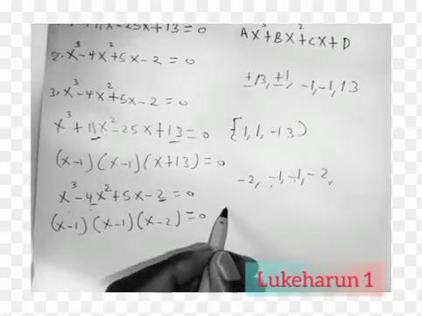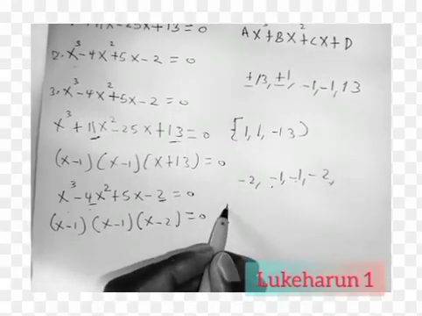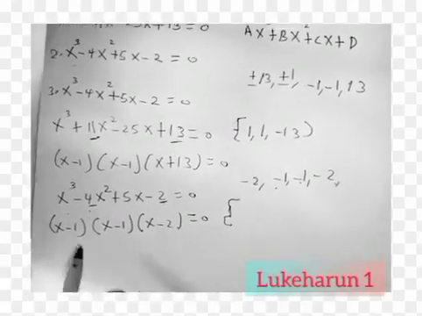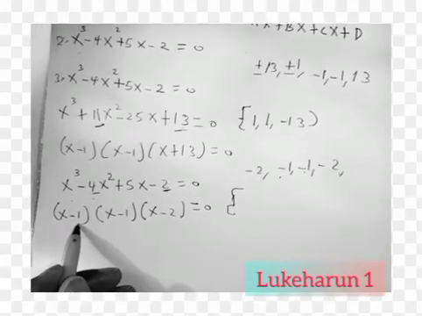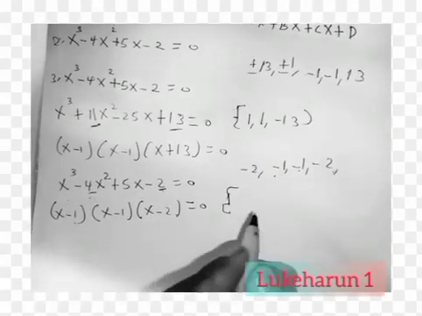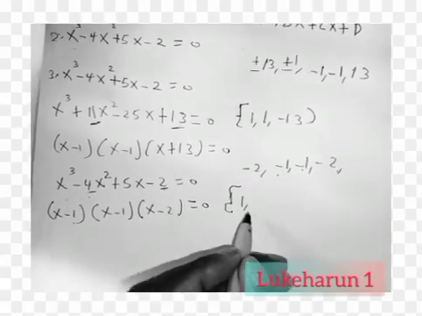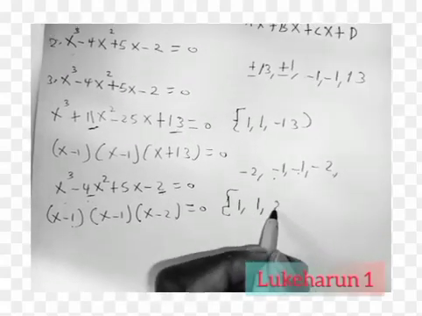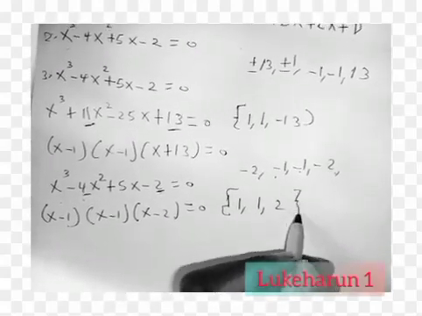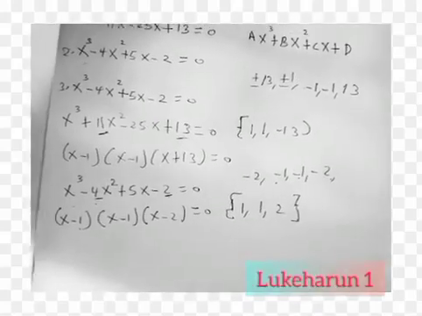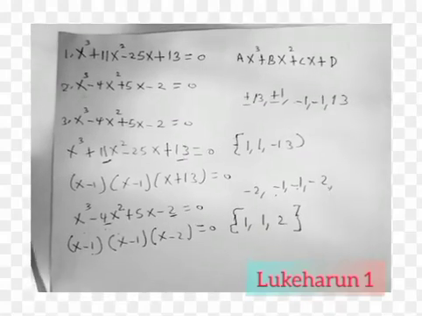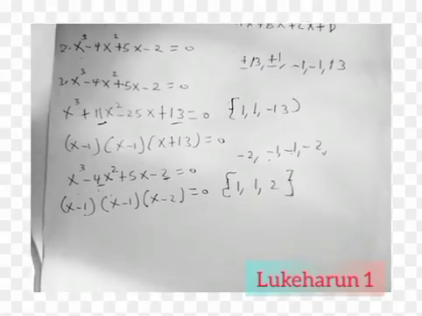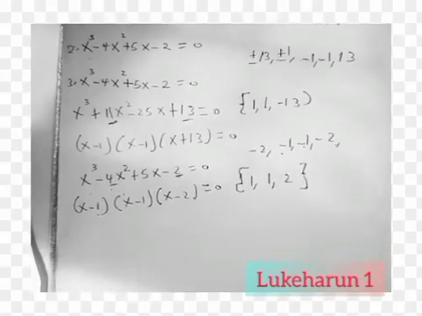So the solution set: you just switch the sign. To switch the sign, it means we will have 1, 1, and 2. Those are the possible values of this cubic equation. It is very simple, as you can see, provided the equation is in standard form. We go to part 3, question 3.